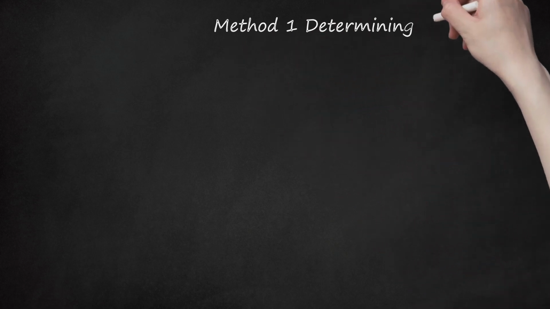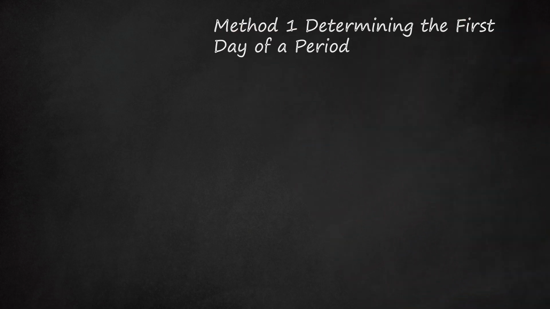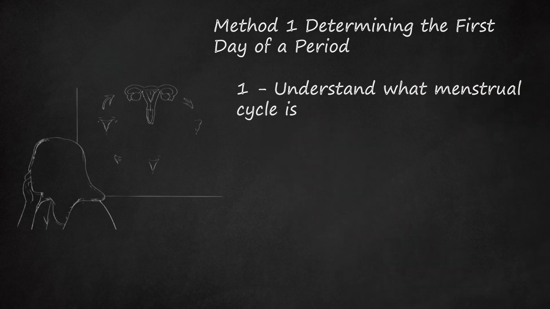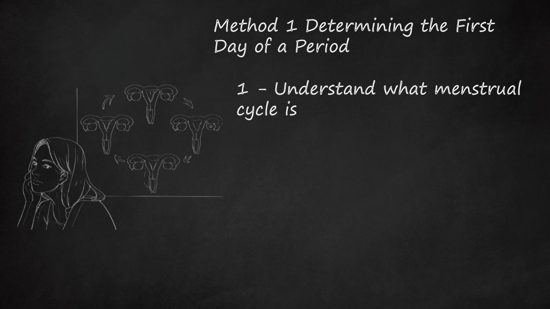Method 1. Determining the first day of a period. 1. Understand what the menstrual cycle is. Menstruation begins in a woman's life once she reaches puberty and becomes fertile. The menstrual cycle is divided into separate phases: follicular, ovulation, and luteal. The first day of your cycle describes the phase that involves your uterus shedding its blood-rich lining through the vagina, known as menstruation or a period.